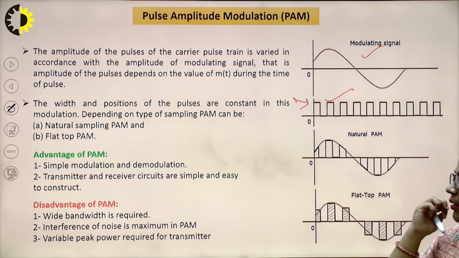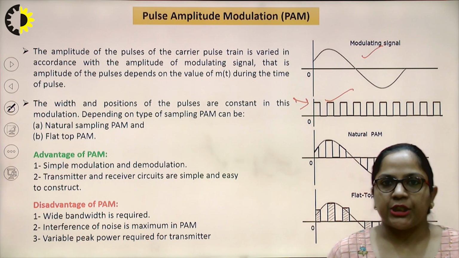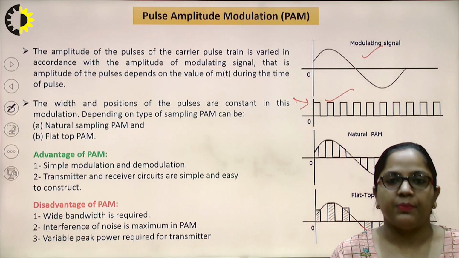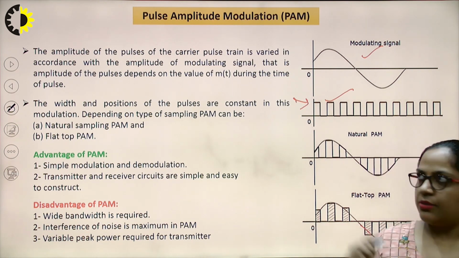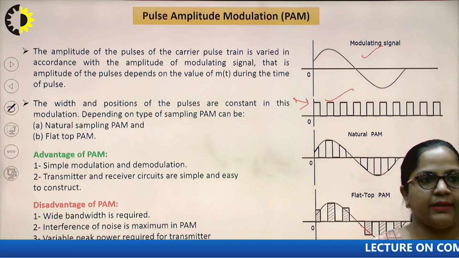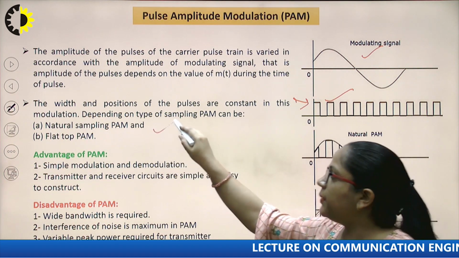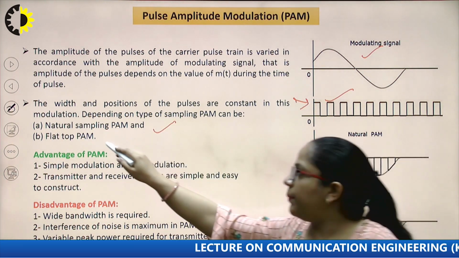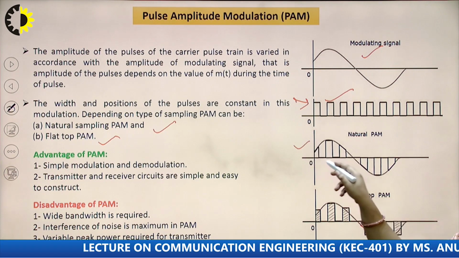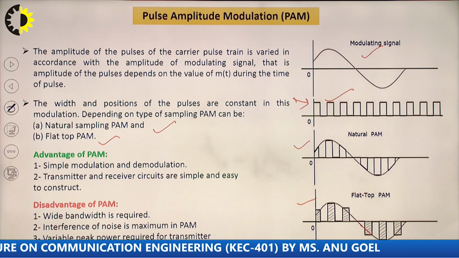Depending upon the type of sampling, this kind of modulation is very much similar to the sampling process. So we can categorize pulse amplitude modulation depending upon the type of sampling as natural sampling pulse amplitude modulation and flat top pulse amplitude modulation. Here we have the figure for the natural pulse amplitude modulation system and the flat top pulse amplitude modulation system.